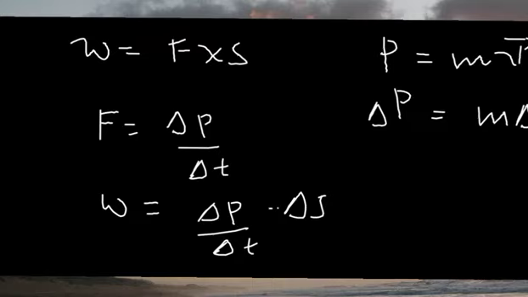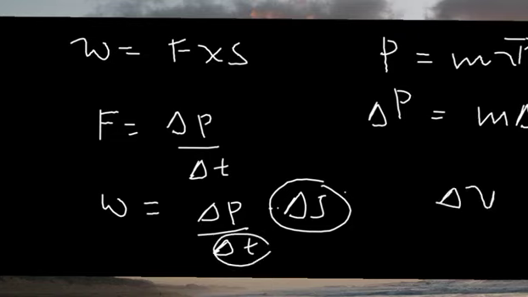Change in momentum times change in displacement over change in t gives work done. Change in s over change in t is change in v. So work done, which is equal to change in momentum times change in v. Change in v is equal to change in momentum over mass.